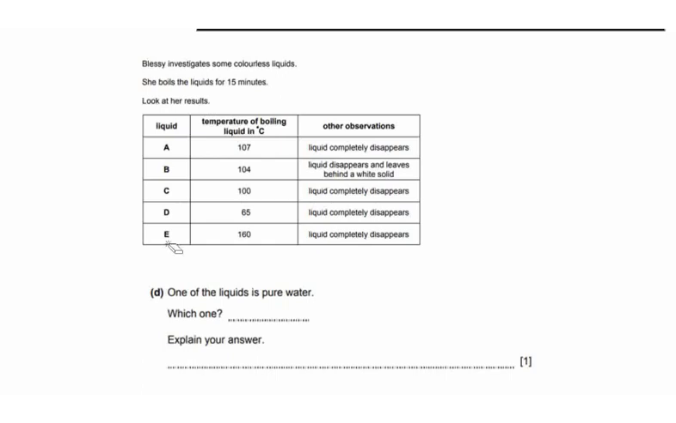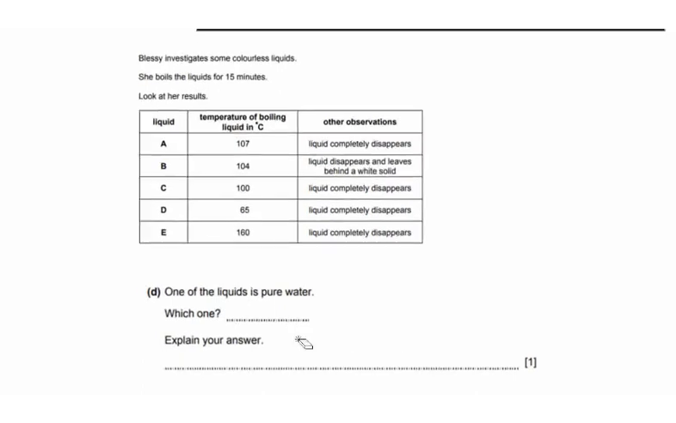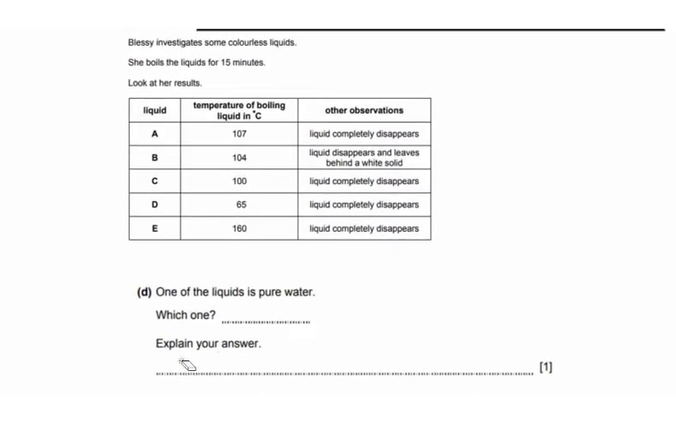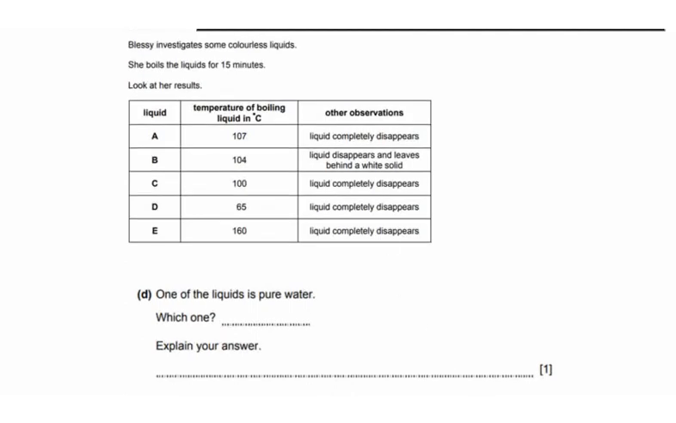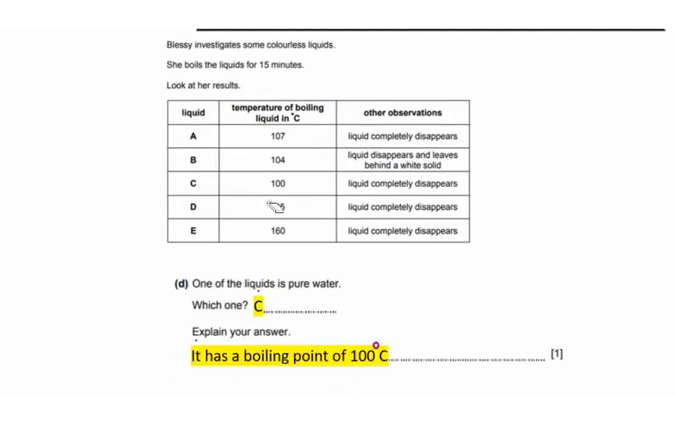This is question D. One of the liquids is pure water. Which one? Explain your answer. The answer is liquid C. Why? Because it has a boiling point of 100 degrees Celsius.